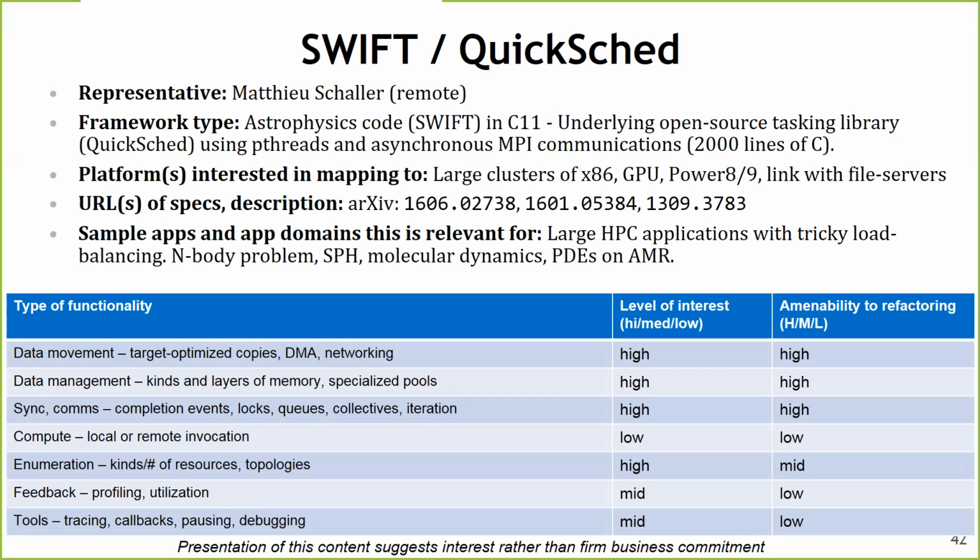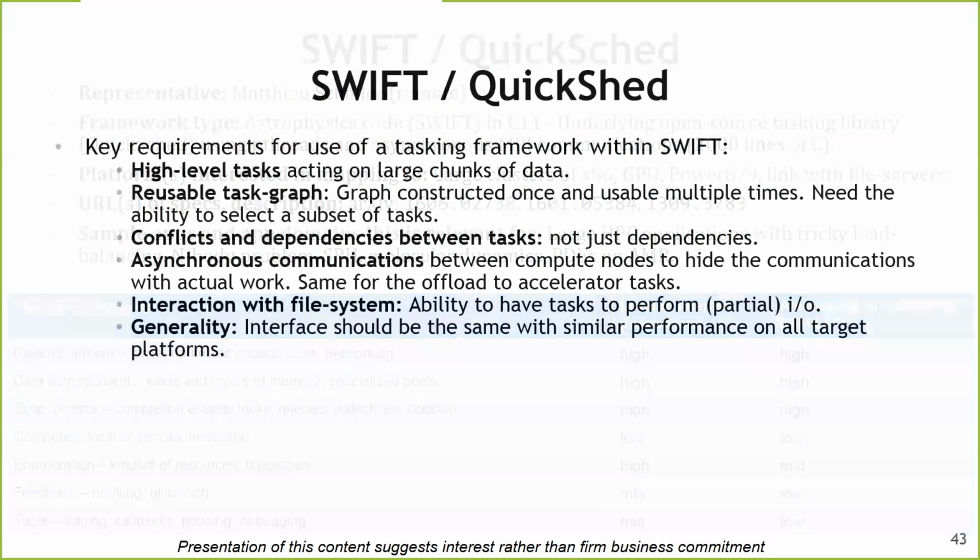And I don't know if you want to go to the next slide, just in terms of what we are interested in. What we're mostly interested in is not having to port our own library to every possible machine in the world. So having some common framework like HiHAT would be perfect. The key requirements from our perspective are really high-level tasks acting on large chunks of data. We're not really interested in really small tasks. We want a task graph which is reusable. We don't want to spend time rebuilding the graph every time step. And also the ability to run a subset of the tasks that have been created previously.